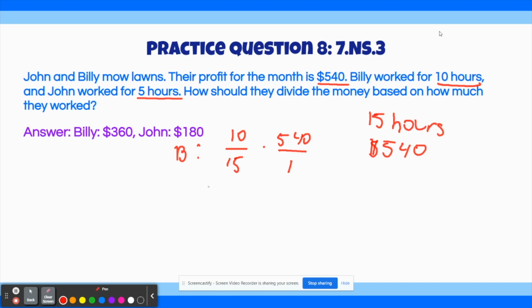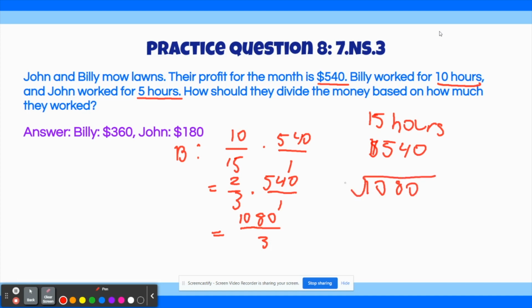And so that equals, we can first start off by simplifying this fraction to make it easier. 10 over 15 is just going to be 2 over 3. So 2 over 3 times 540 over 1. So 2 times 540 is going to be 1080. And the 3 times 1 is just going to be 3. So we're going to do 1080 over 3. I guess we could use long division for that.